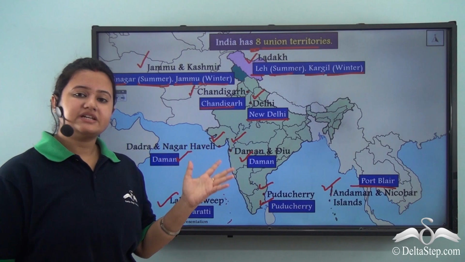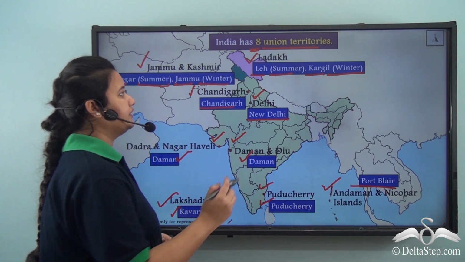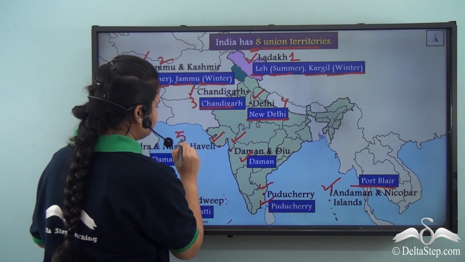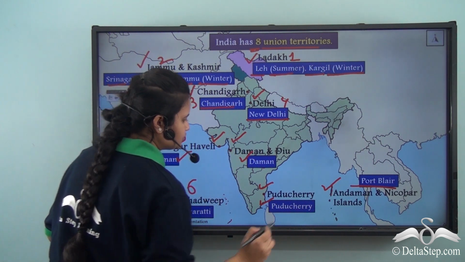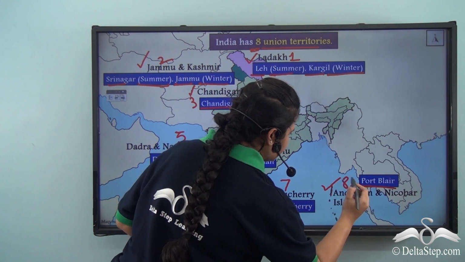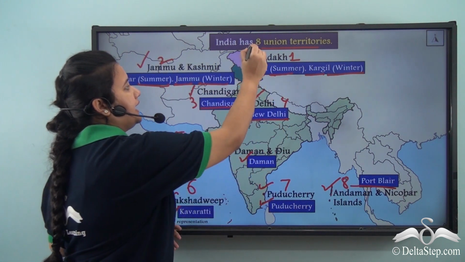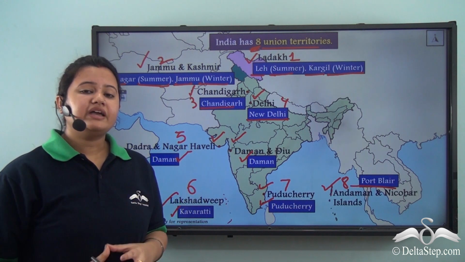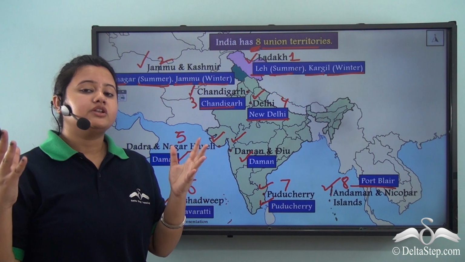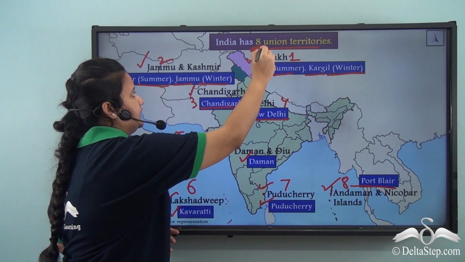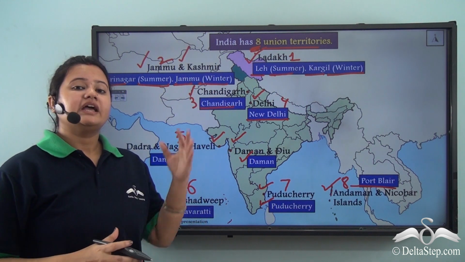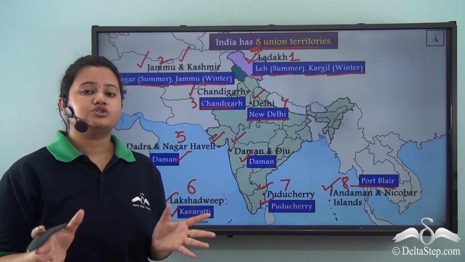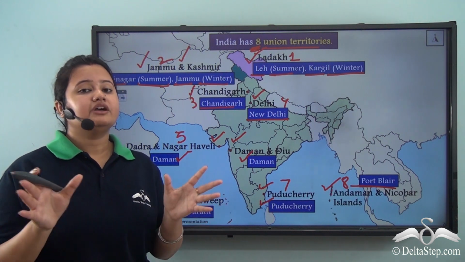So, these are the union territories of India and altogether there are 1, 2, 3, 4, 5, Lakshadweep 6, Puducherry 7 and Andaman and Nicobar 8. So, altogether there are 8 union territories in India. Now, as mentioned previously, the union territories are comparatively smaller in size than the states. The only exception being the union territories of Ladakh and Jammu and Kashmir. Now, let me tell you that these two union territories were earlier one single state. However, recently they have been divided into two separate union territories for political reasons.